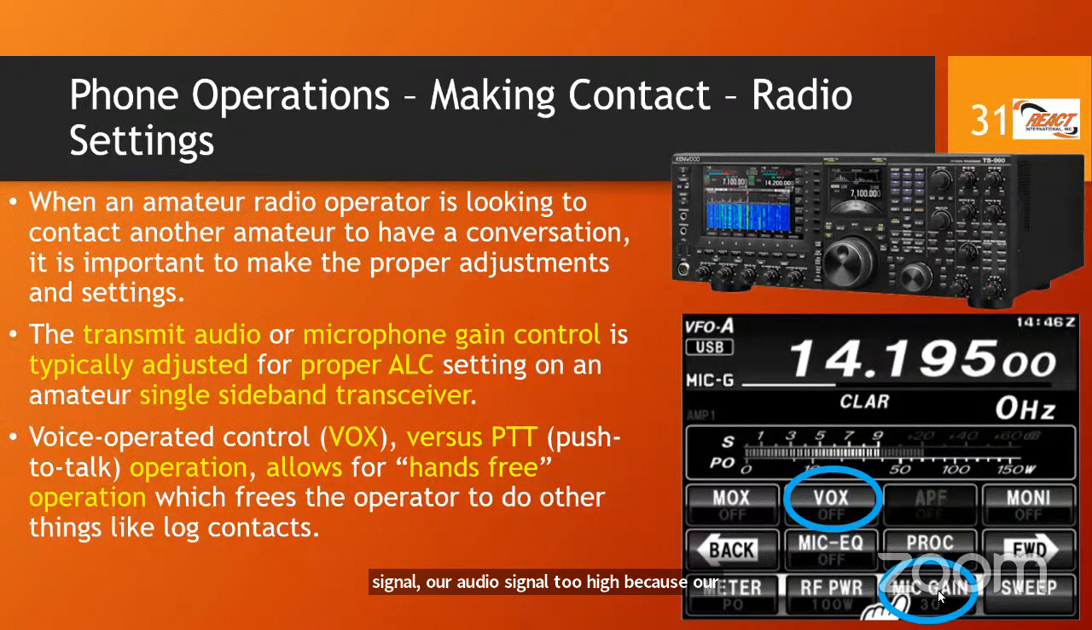So it needs to be just right so that the automatic level control will not attenuate our signal too much. We need to make sure that we adjust our microphone gain, or what is called the transmit audio, properly so that our ALC will operate properly. We are doing SSB operations, so our SSB signal will be optimal. There's another feature as well that amateur radio operators tend to use on modern transceivers.